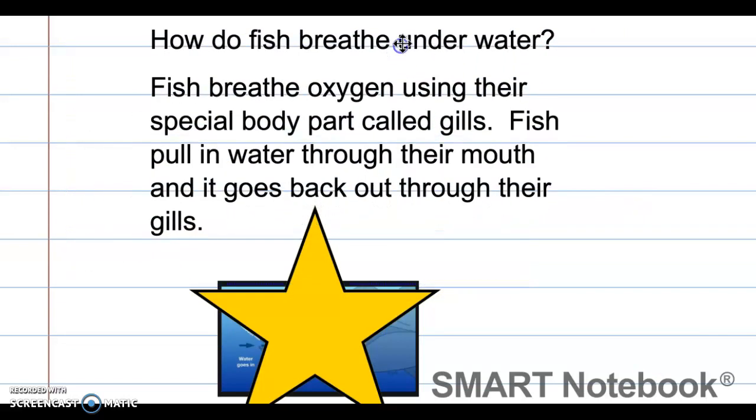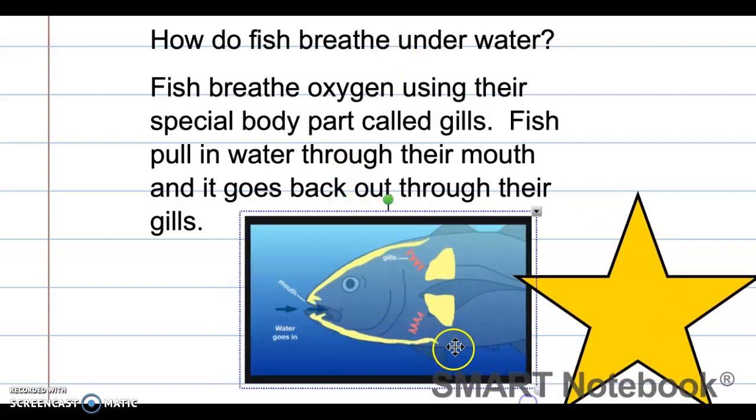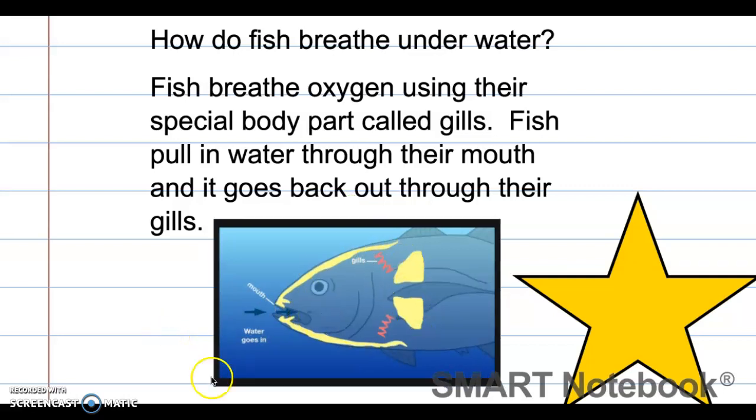So let me read it again and make sure it makes sense. How do fish breathe underwater? Fish breathe oxygen using their special body part called gills. Fish pull in water through their mouth and it goes back out through their gills. Okay, so let me see if I can have a picture that makes sense. Oh, look in my illustration here. So here's my fish. I'm showing their mouth. I'm actually putting an arrow here and showing how the water goes inside the mouth and it goes through the gills. So that is how a fish breathes water.